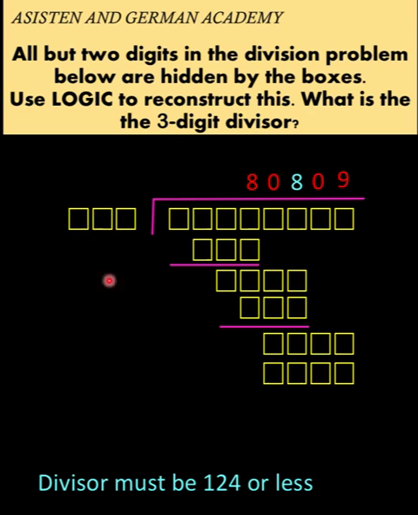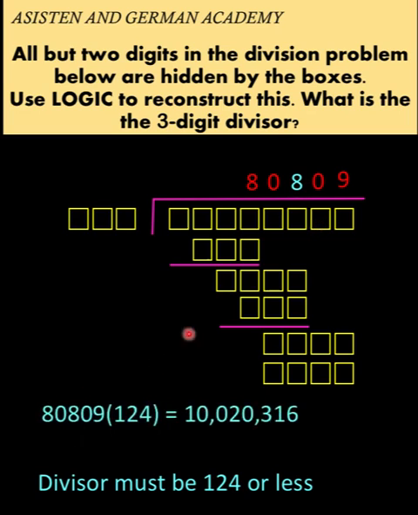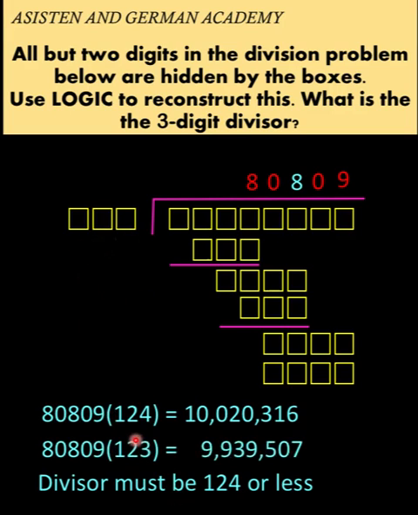And this divisor must be a number less than 125. Let's try 124 first. So this quotient times 124 is this 8-digit number. And let's try the other numbers less than 124, because our candidates are all whole numbers less than 125. So let's try 123. This quotient times 123 gives us a 7-digit number. But clearly, this number must be an 8-digit number. So we can now deduce that since the divisor must be 124 or less, and 123 or any number less than 123 resulted only in a 7-digit number, we now conclude the divisor is 124.